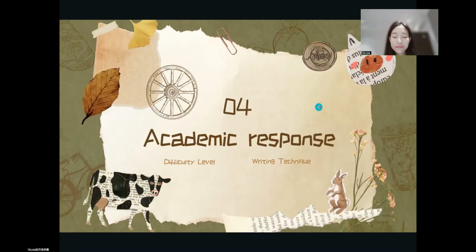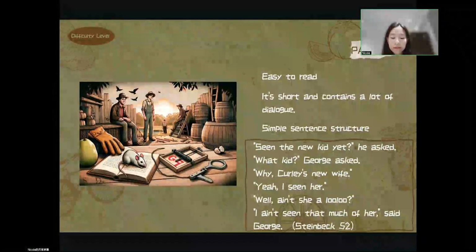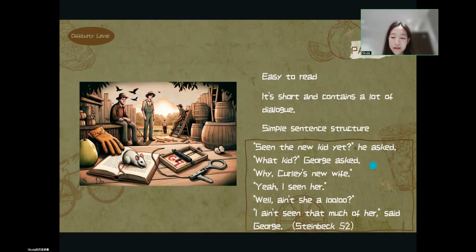And we come to the fourth part, the academic response. In this part, we are going to talk about the difficulty level of this book and the writing techniques the author uses. As for me, this book is not difficult to read. Firstly, it's a novella that has just 107 pages in the version I've read. And secondly, I've put many excerpts from the book in my PowerPoint, if you noticed, and many of them are dialogue. The sentence structure is quite simple, just like this one. You can say the dialogue and the simple sentences are really easy to understand.